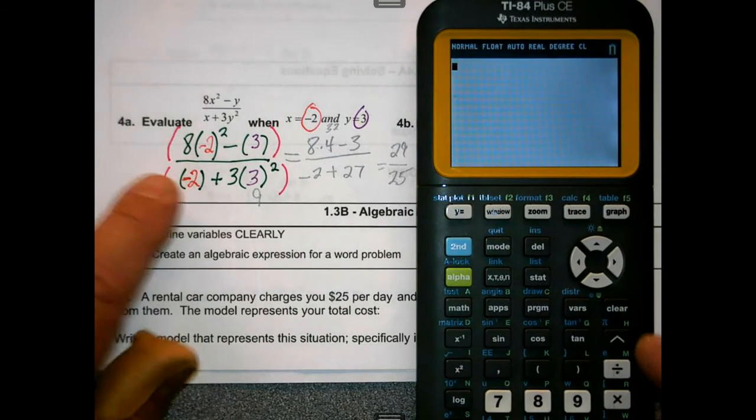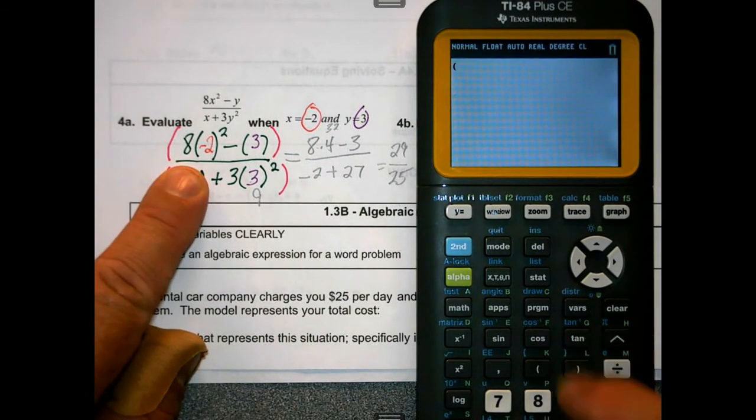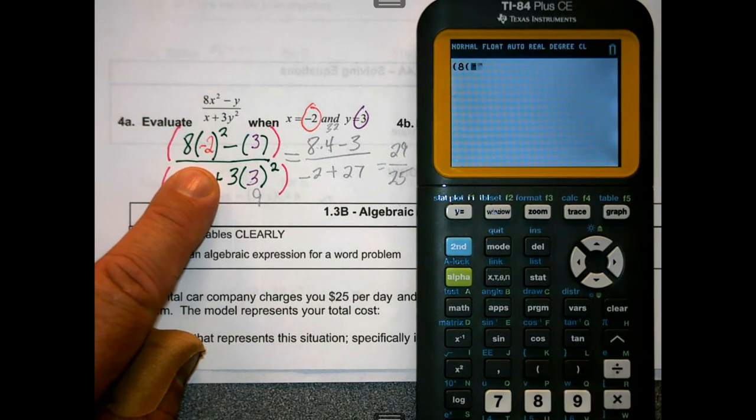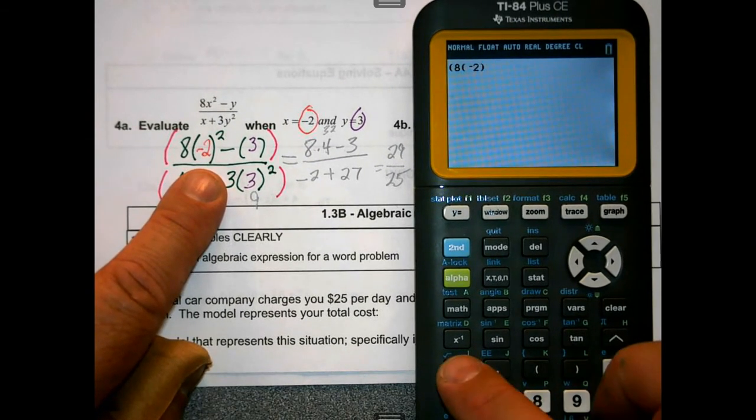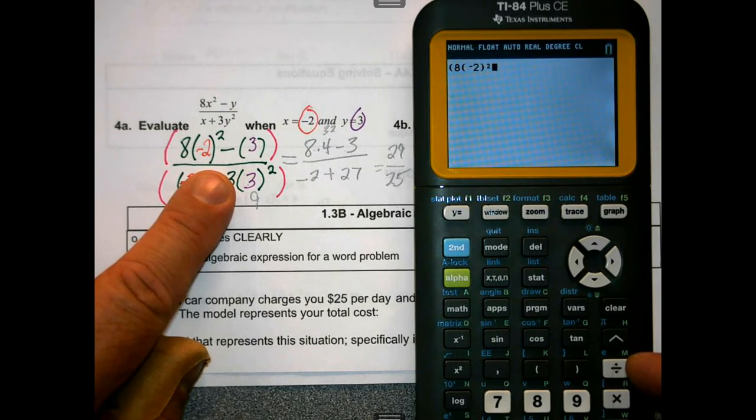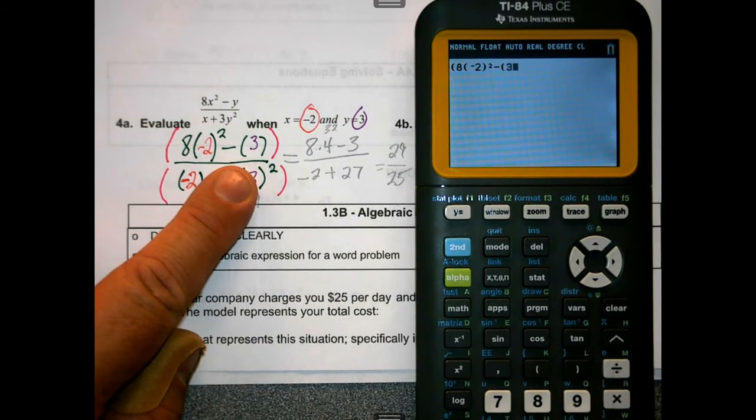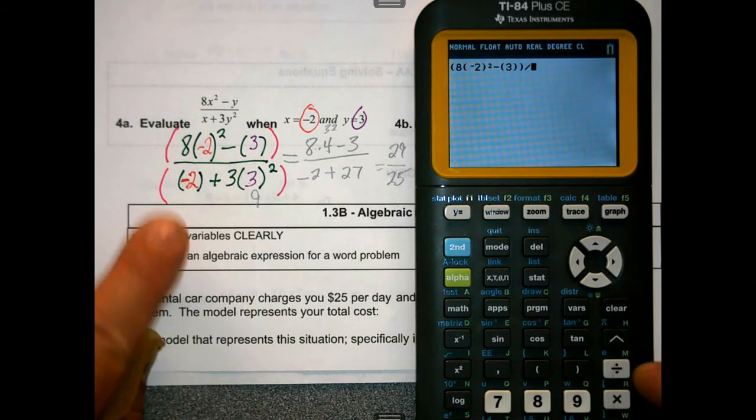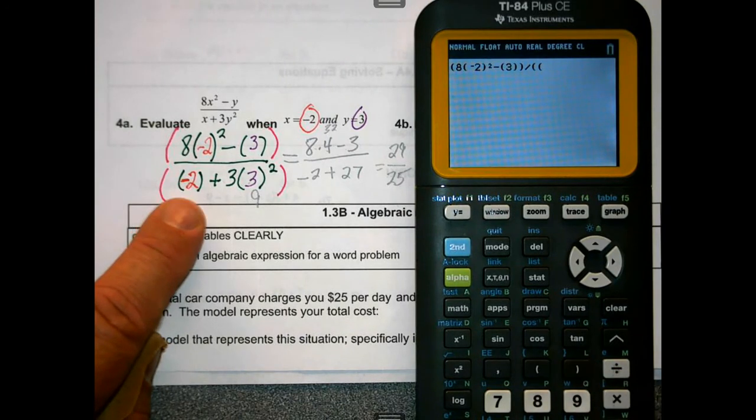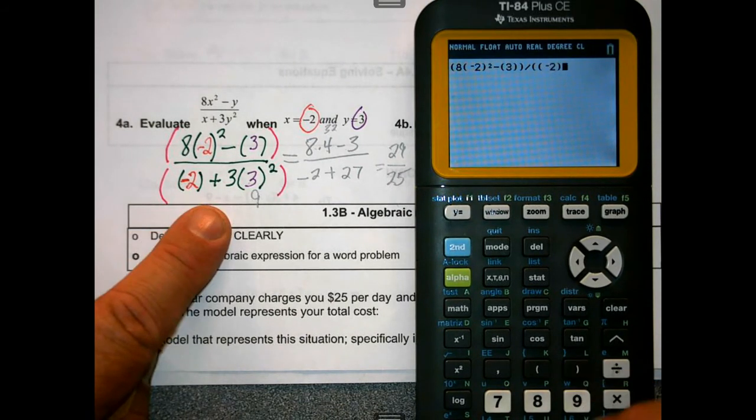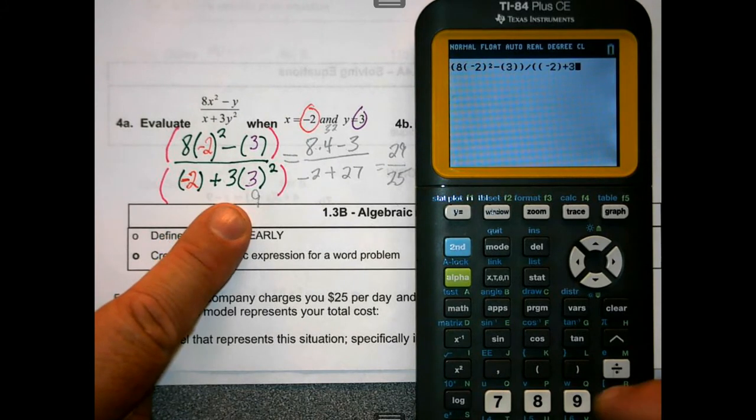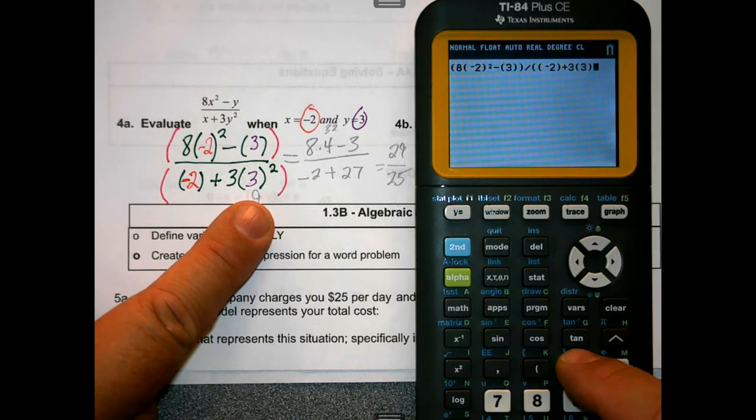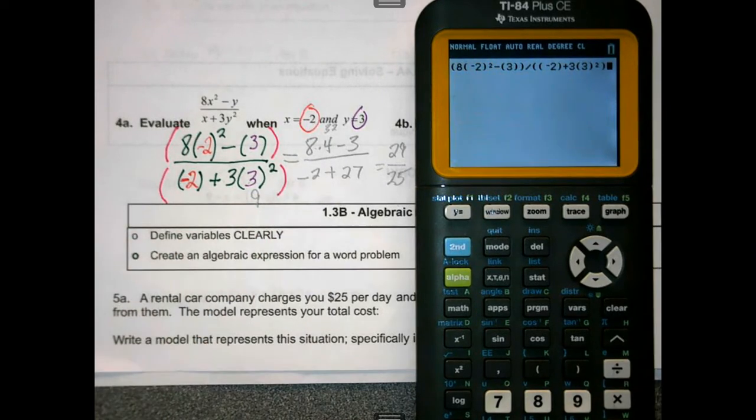Okay, so let's give it a shot. Parenthesis, 8, parenthesis, negative 2, parenthesis, raised squared, minus, parenthesis, 3, parenthesis, parenthesis, divided by, parenthesis, parenthesis, negative 2, parenthesis, plus 3, parenthesis, 3, parenthesis, squared, parenthesis. Hit your enter button. I get 1.16.